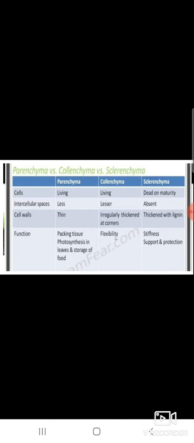Now parenchyma, collenchyma and sclerenchyma compared. Parenchyma cells are living, collenchyma is living, and sclerenchyma is dead at maturity. Intercellular spaces are present in parenchyma, fewer in collenchyma, and absent in sclerenchyma. The cell wall is thin in parenchyma, irregularly thickened at the corners in collenchyma, and thickened with lignin in sclerenchyma. Functions: parenchyma is packing, photosynthesis in leaves and storage of food; collenchyma gives flexibility; sclerenchyma gives stiffness, support and protection.